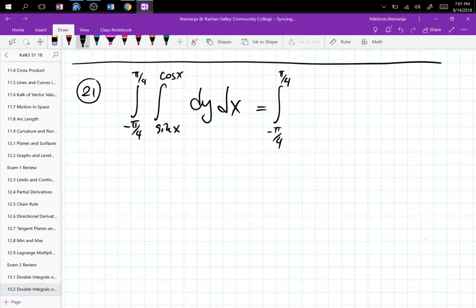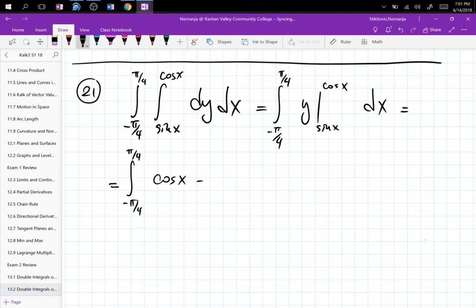The inner integral is just going to be y, because we are integrating 1. I can put 1 there if I want to. When I integrate 1, I get y from sine x to cosine x, and I still have to deal with dx eventually. So the integral from negative pi over 4 to pi over 4, and then I have cosine x minus sine x. When I plug these in, I have to put parentheses because dx needs to multiply both of them. So those parentheses are necessary.